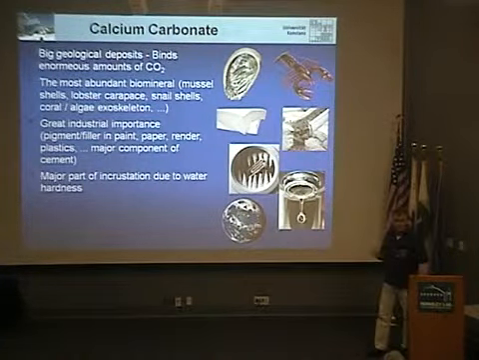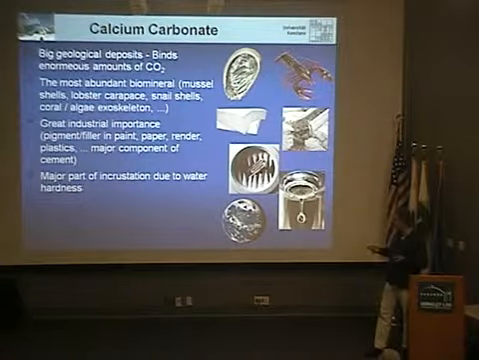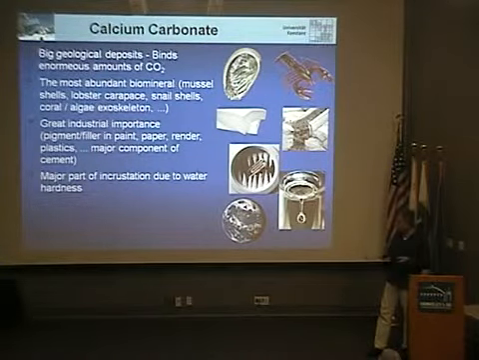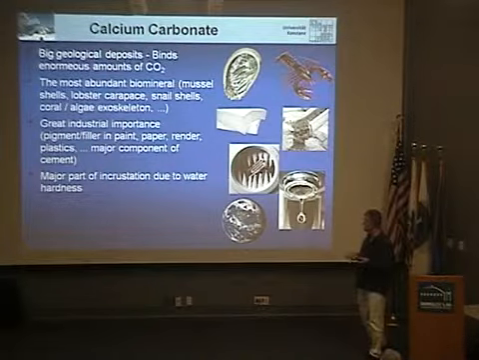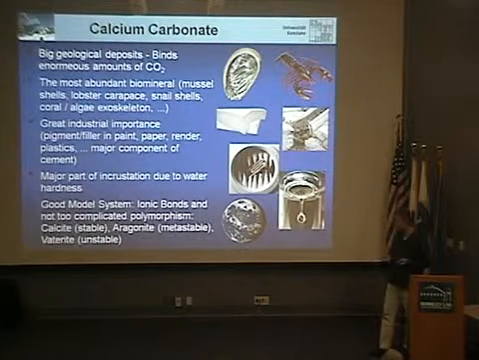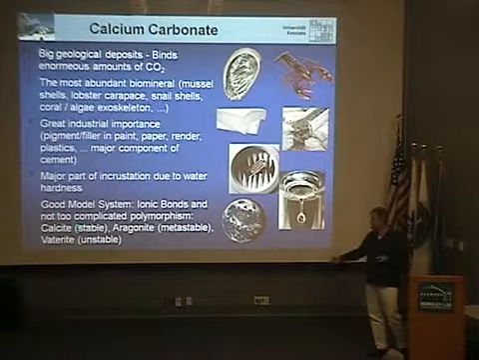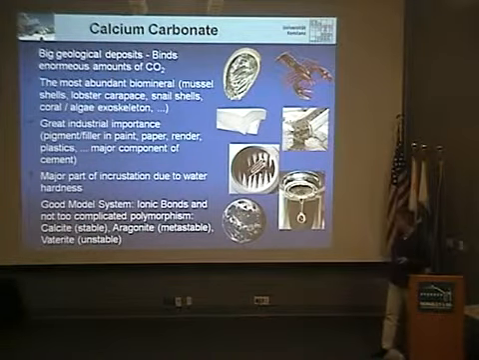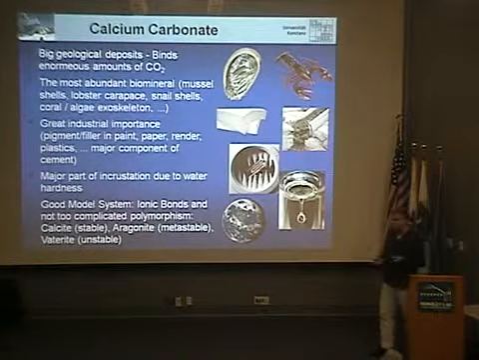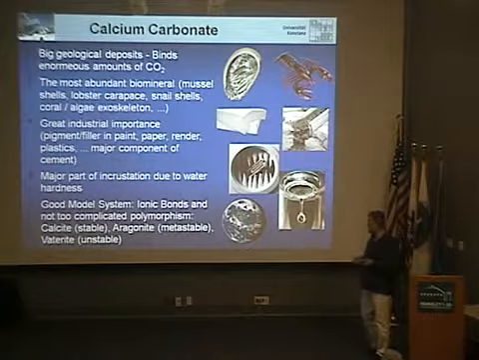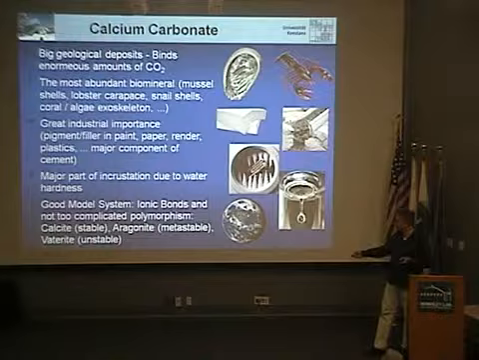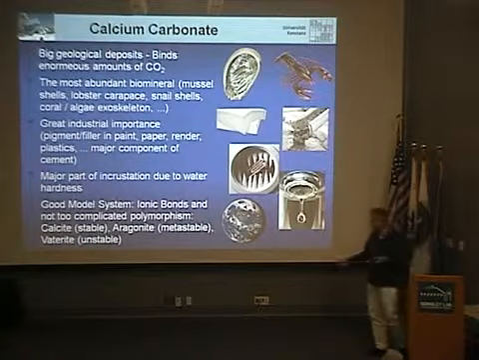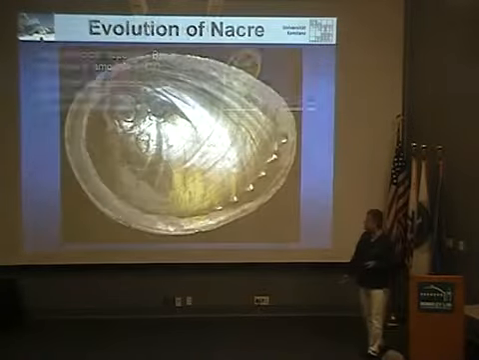Also, we all know scale in water pipes, and also calcium carbonate is important here too. So scale prevention is industrially a very important issue. And it's, last but not least, a very good model system. It's got ionic bonds. It's not too complicated. It's got several polymorphs. And the anhydrous ones are calcite, which is stable, aragonite, metastable under ambient conditions, and vaterite.